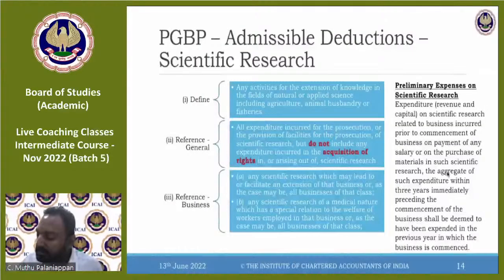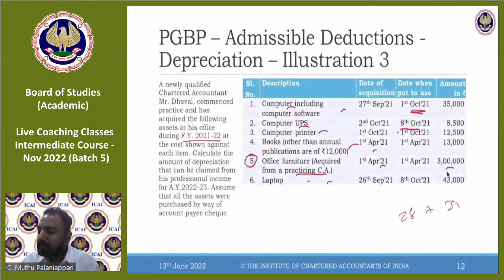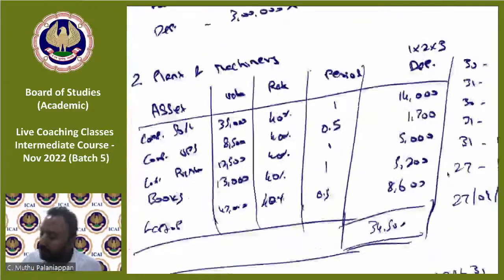Sandhya, in illustration 3, we have calculated depreciation. Only thing is, this additional depreciation is applicable only for manufacturing or having new plant and machinery. So these are all office equipments. So we need not calculate any additional depreciation. But we have calculated depreciation for books. So books has been included, just that there is no additional depreciation because it is all office appliances and it is not into manufacturing.